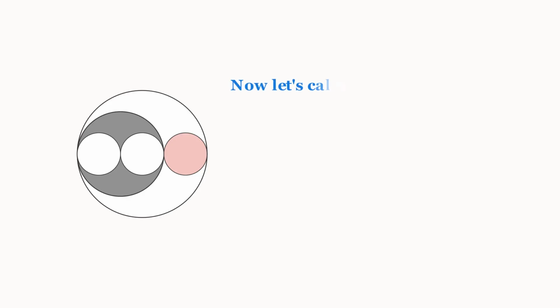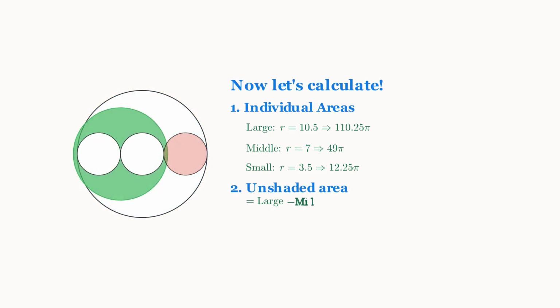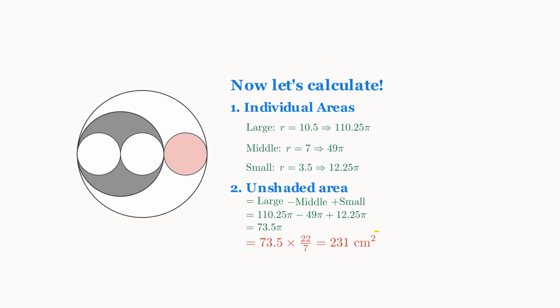We now know the size of each circle type. Now we can calculate the area of each. Finally, applying our formula, large minus middle plus small, we get an unshaded area of 231 square centimeters. Did you solve it? Let's move on to the next challenge.